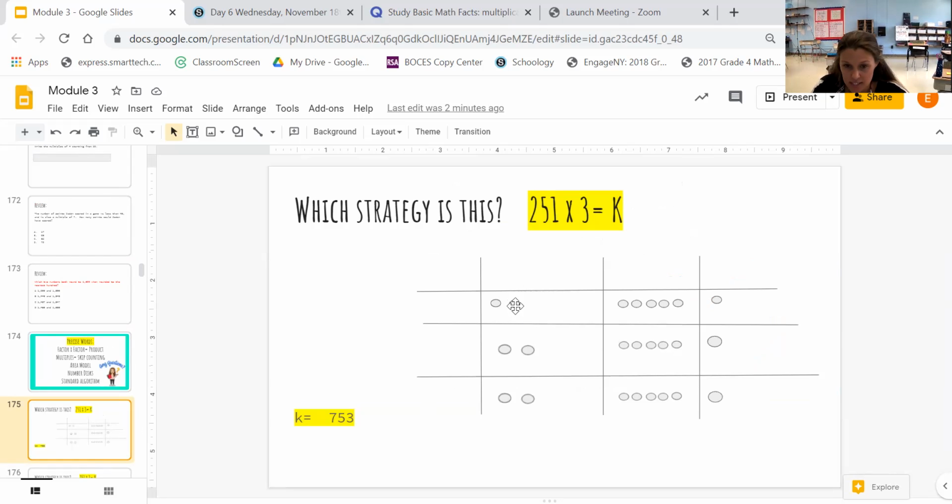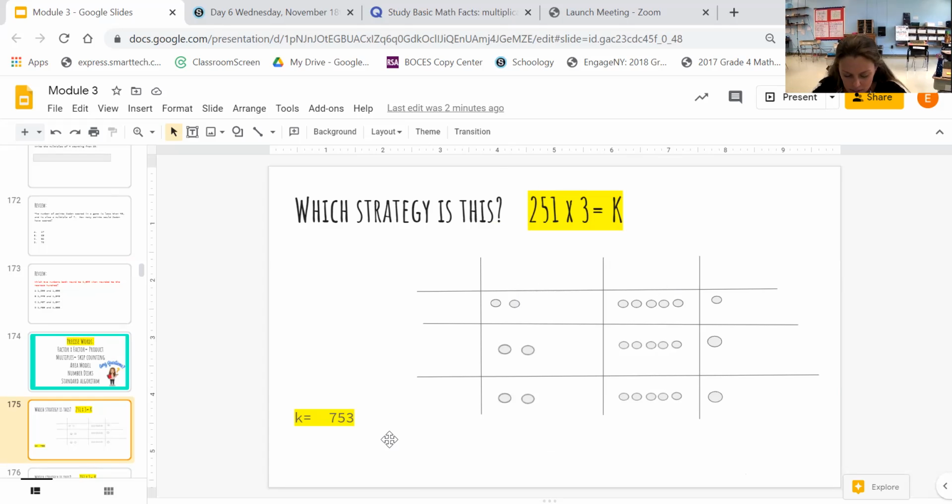See right here, these discs represent numbers. So I have 251, and I wrote that 3 times, and then I added them up. So I have 3 ones, 15 tens, and 600, and when you add them all up and regroup, it gives you a value of 753. So my value of K is 753, and I used the number disc strategy.